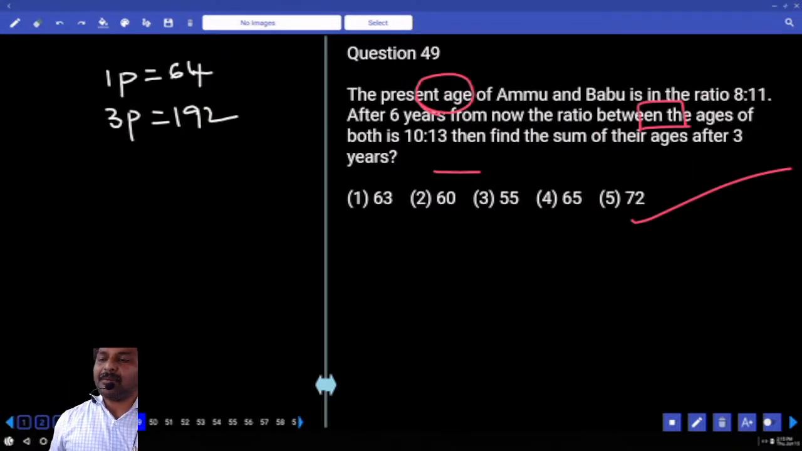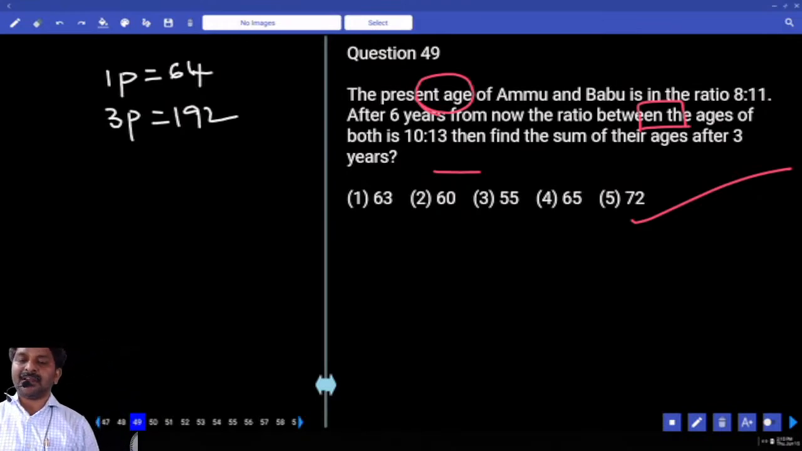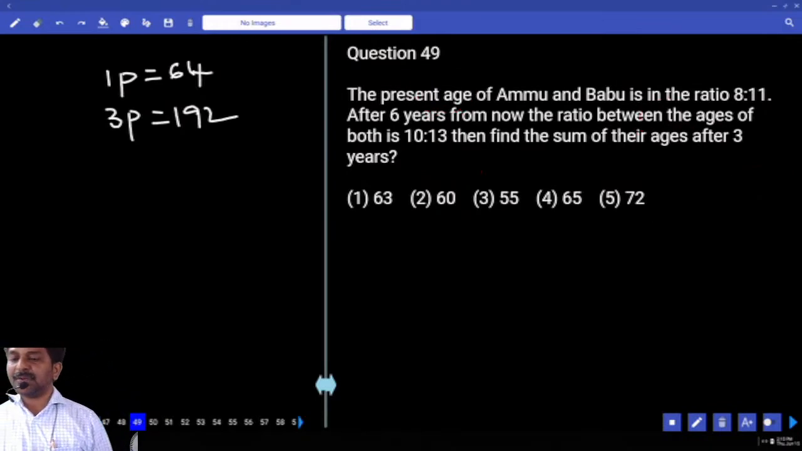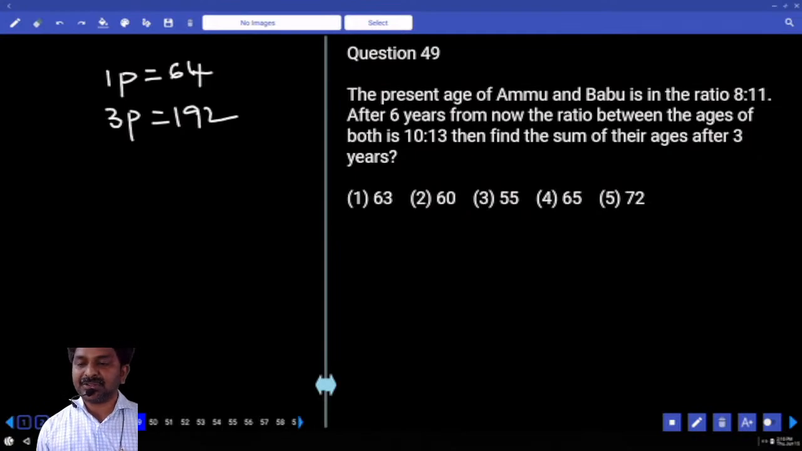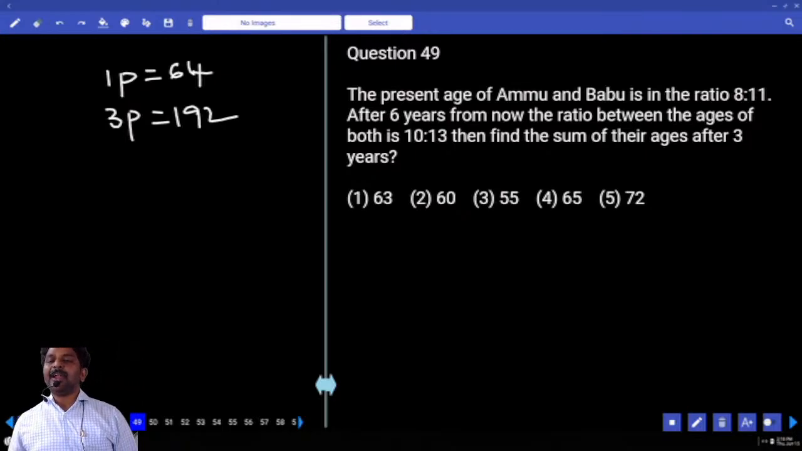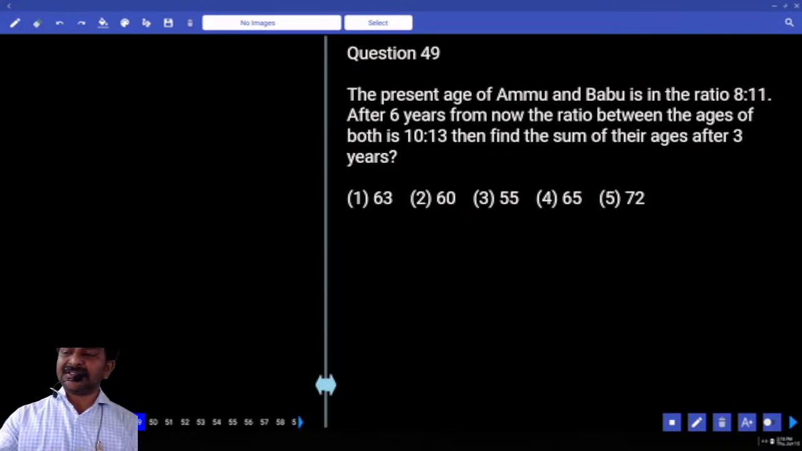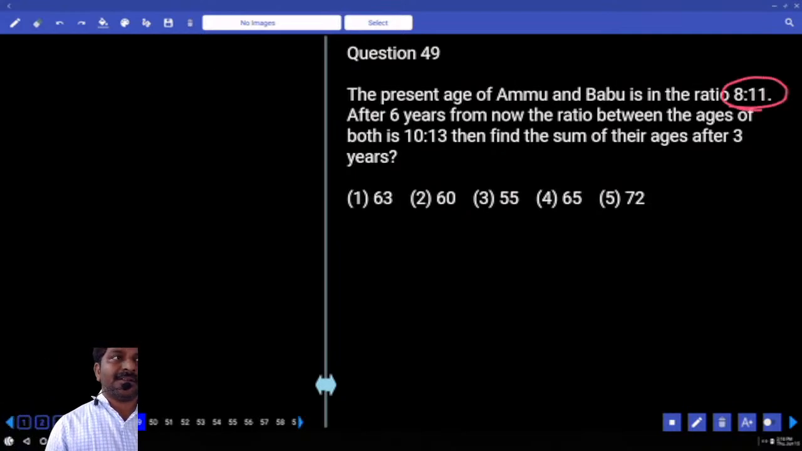The present age of Ammu and Babu is in the ratio 8:11. After 6 years from now, the ratio between the ages of both is 10:13. Find the sum of their ages after 3 years. After 3 years, right? So now, at present, what is the sum of their ages? 19 parts, correct? It should be a multiple of 19.